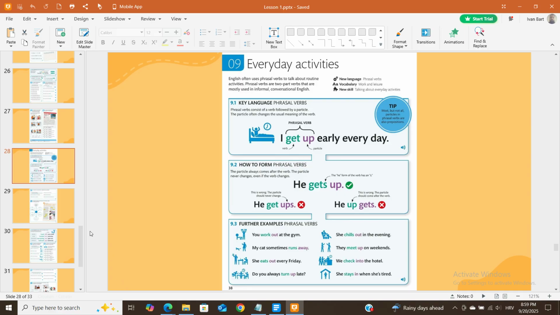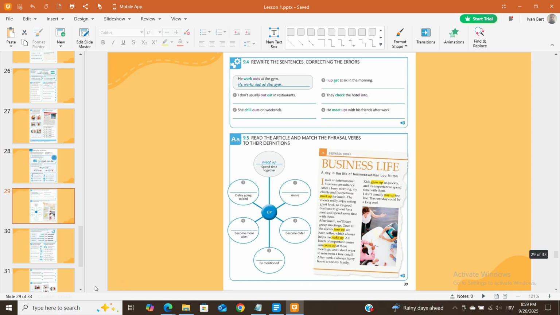9.4 Rewrite the sentences, correcting the errors. He workouts at the gym. He works out at the gym. I up get at 6 in the morning. I don't usually out eat in restaurants. They check the hotel into. She chill outs on weekends. He meet ups with his friends after work.